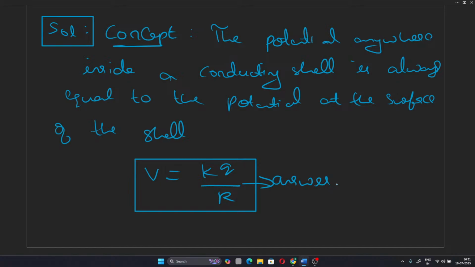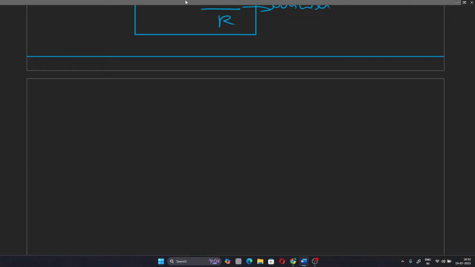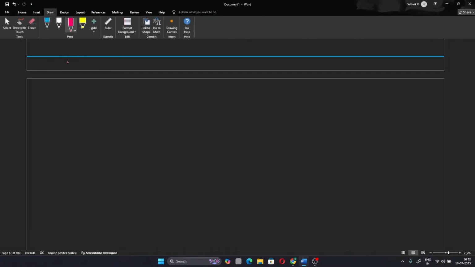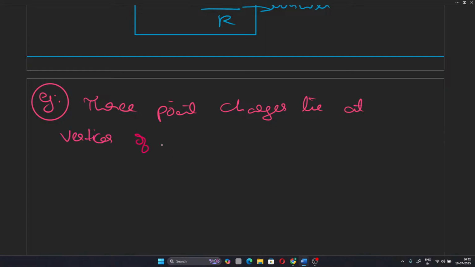Okay, then let's go to the next question. There are 3 point charges that lie at the vertices of an equilateral triangle.